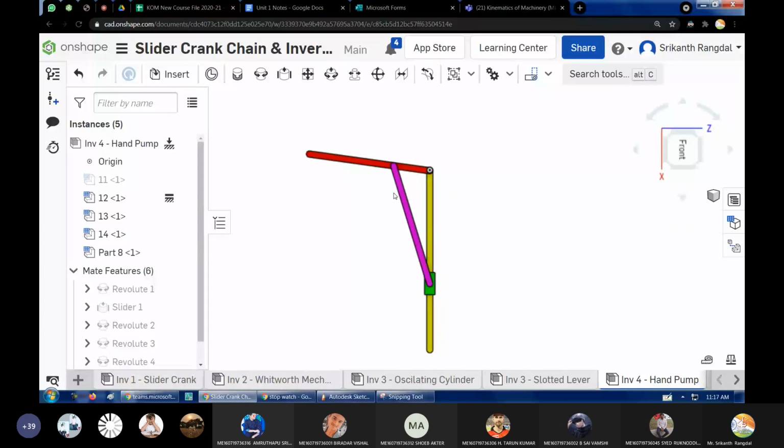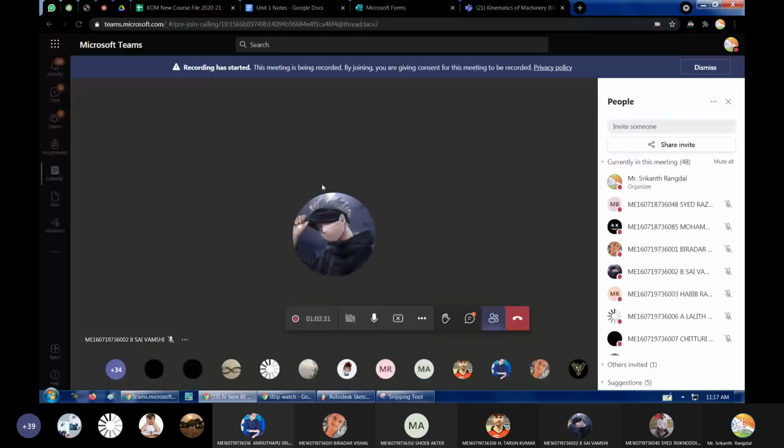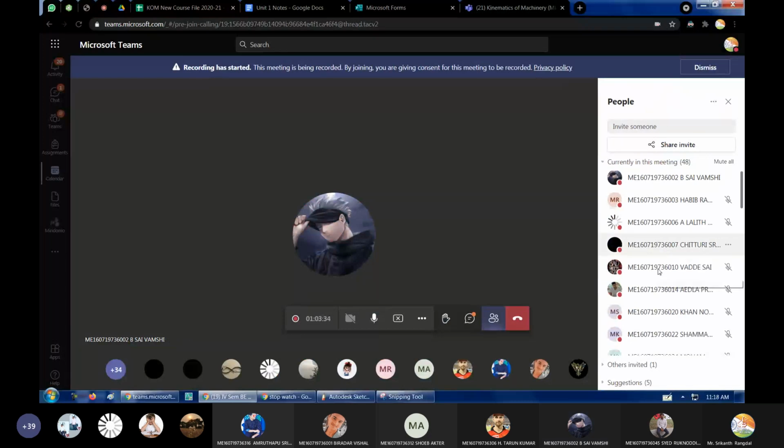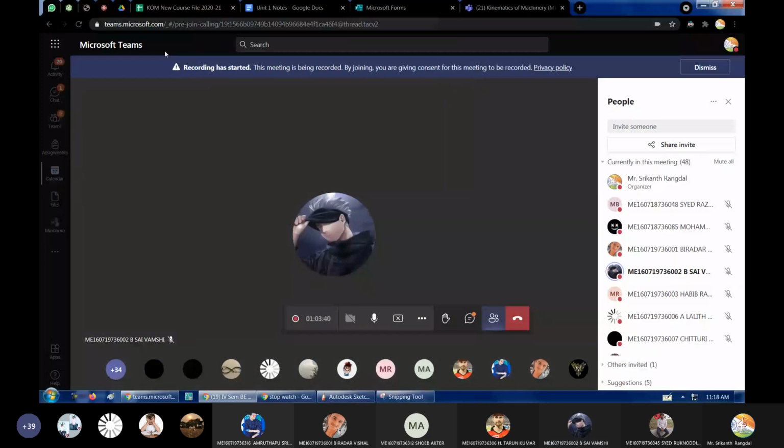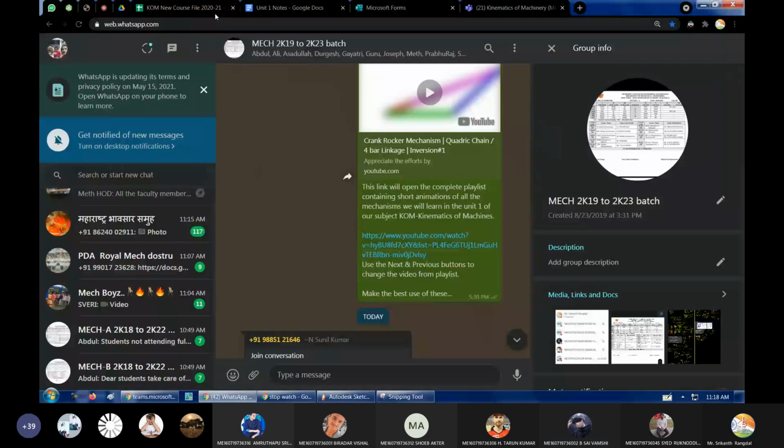So how many inversions are there here once again? 4. Yes, ma'am. 4 inversions. So one of the inversions, we are watching it 2 times. Which inversion we are watching 2 times?